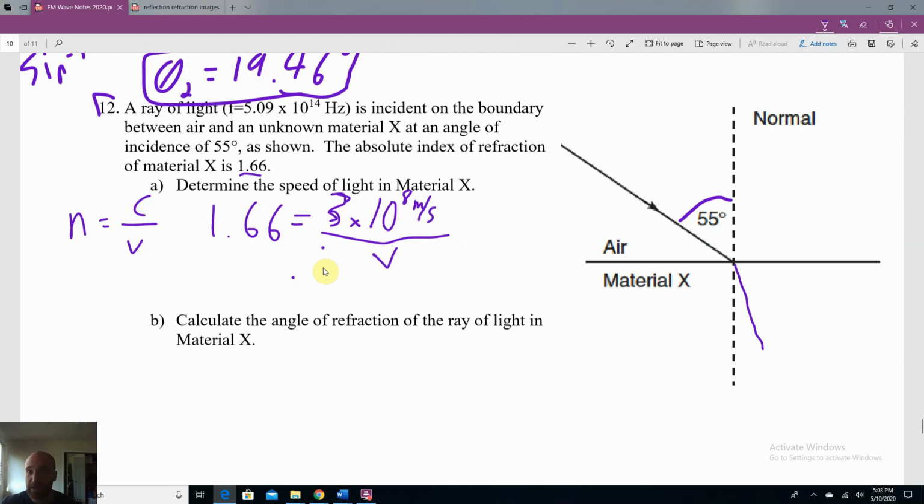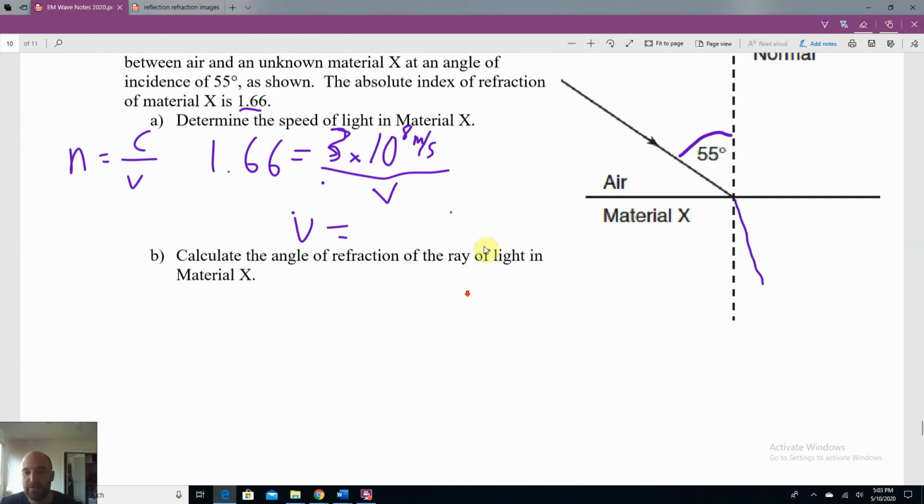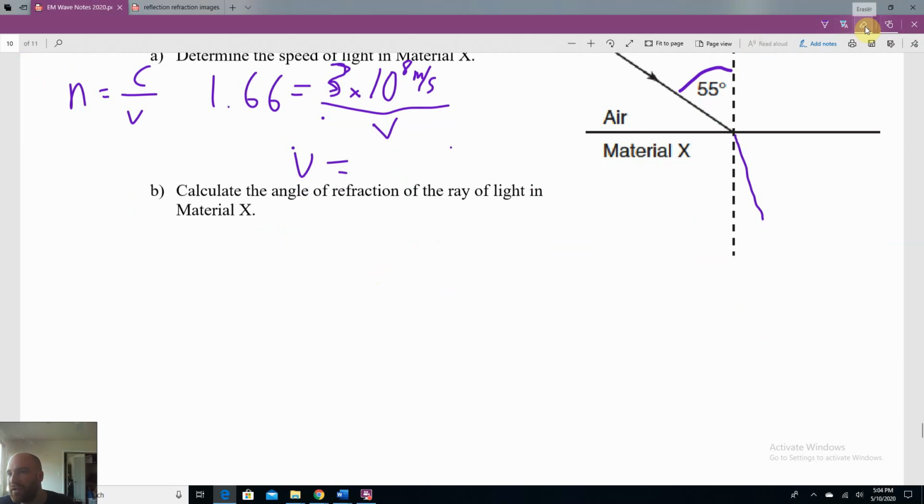Cross multiply carefully. You probably got a really big number, because light's still really fast, even though it's a little slower in this material. I got 1.12 times 10 to the 8th meters per second. It's okay if you didn't write it in scientific notation. If you didn't, it was like 112 million something. So again, 1.12 times 10 to the 8th meters per second.